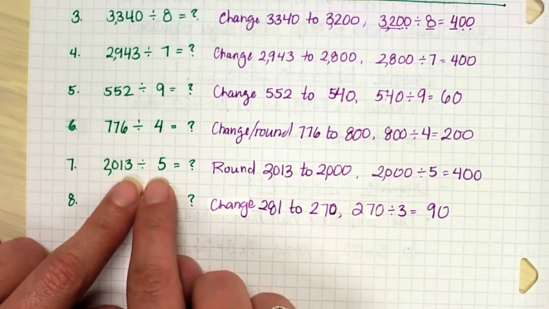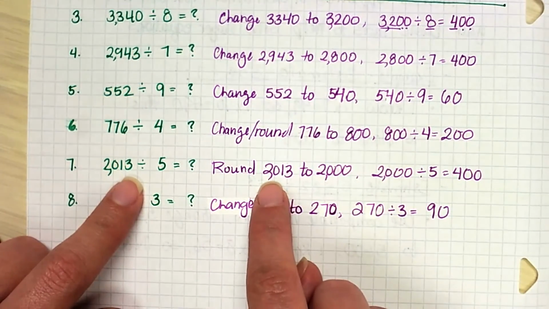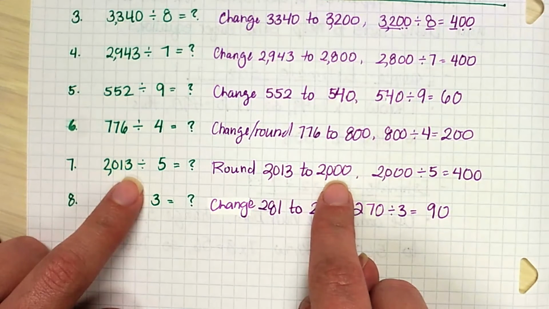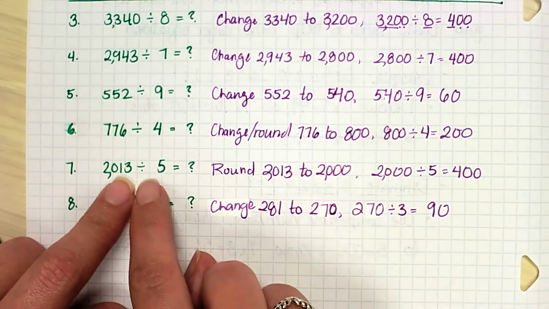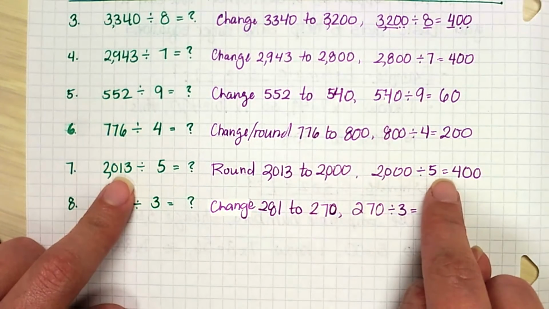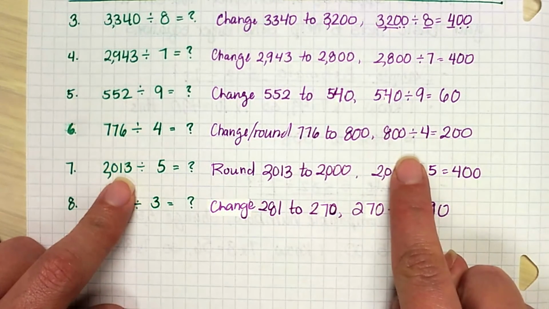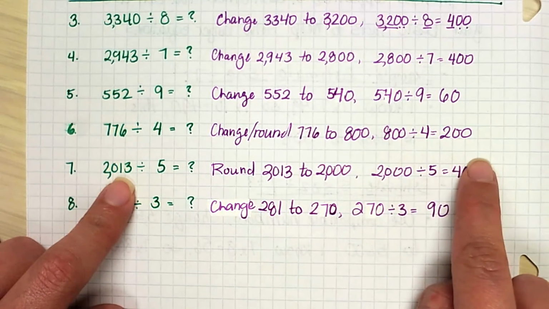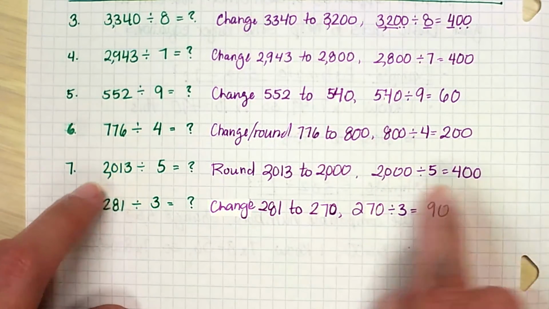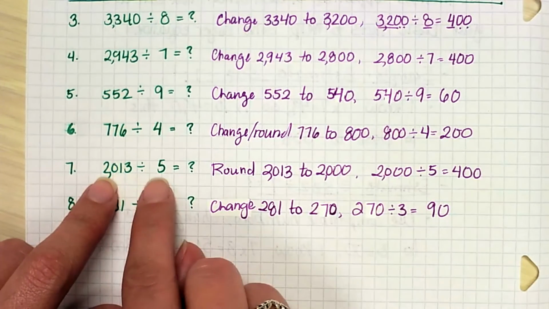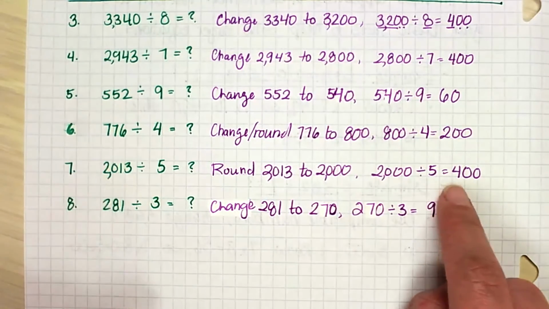2,013 divided by 5. I'm going to round that 2,013 down to 2,000. So I'm rounding to the nearest thousands place. And I'm going to divide that by 5. 2,000 divided by 5, I'm going to use my basic fact of 20 divided by 5, which equals 4. So 2,000 divided by 5 is 400. That tells me that 2,013 divided by 5 is about 400.